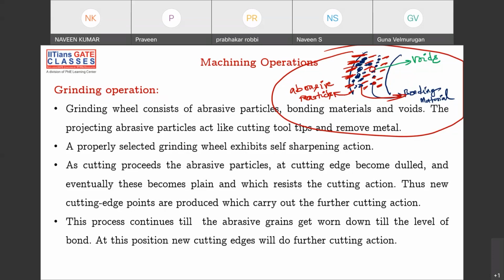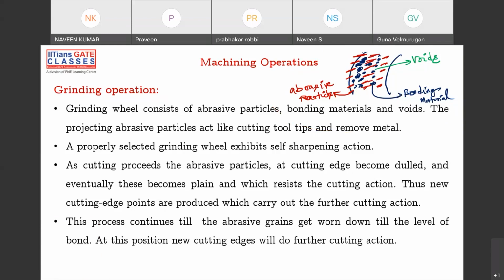Now what happens is, initially these particles impinge onto the workpiece and remove the workpiece material. As you keep on removing, these tips also get worn off. Once the tips are worn off, the wheel comes in contact with the bonding material and voids. Some kind of rubbing action takes place, the voids and bonding material are removed, and another abrasive particle layer comes into action. And again grinding takes place.